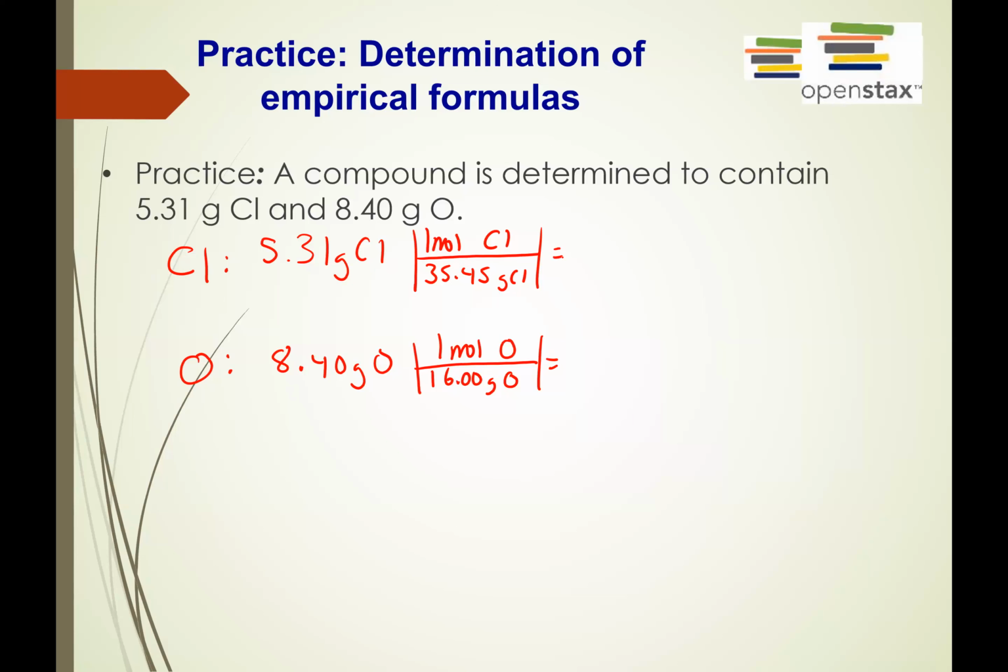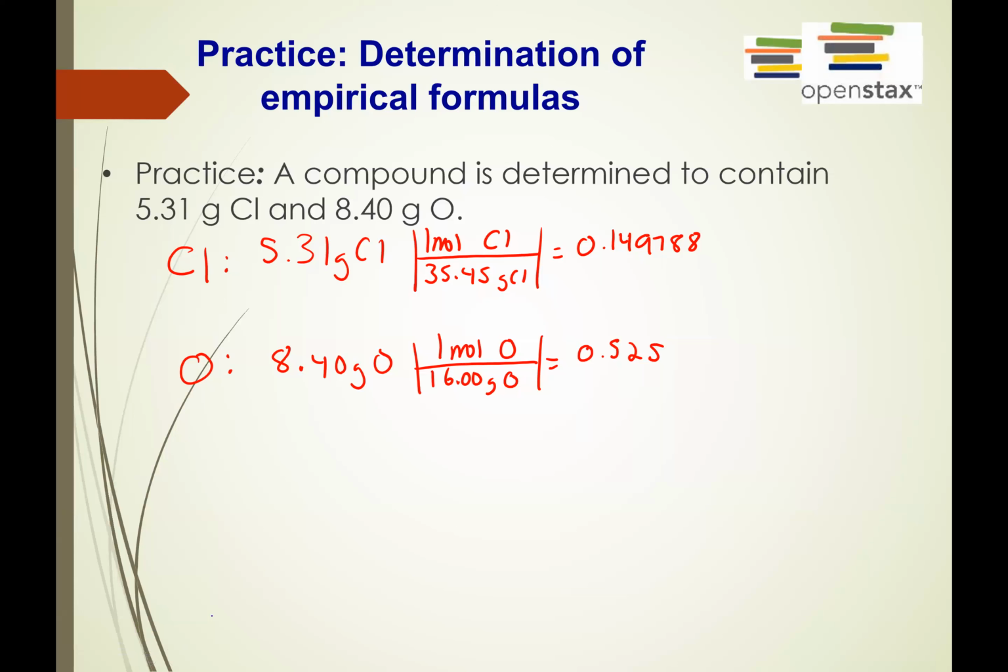And again, here's where we don't worry about our significant figures. So when we put these in our calculator, 5.31 divided by 35.45, we get 0.149788. There are some more digits, but that's what we got. So we all got that? Yes? Okay, the next one is 8.4 divided by 16, and that is 0.525. Okay, so that is step 2.